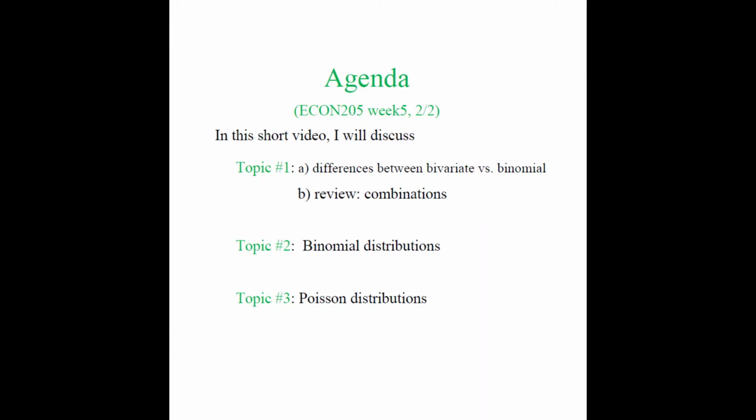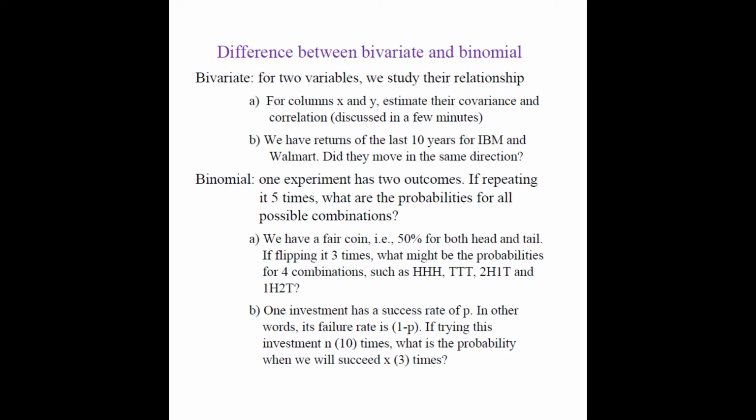Agenda. In this short video, I'll discuss the following topics. Topic number 1. A. The difference between bivariate and binomial. B. Review some basic concepts and related formulas for combinations. Topic number 2. Binomial distribution. Topic number 3. Poisson distribution. What is the difference between bivariate and binomial?